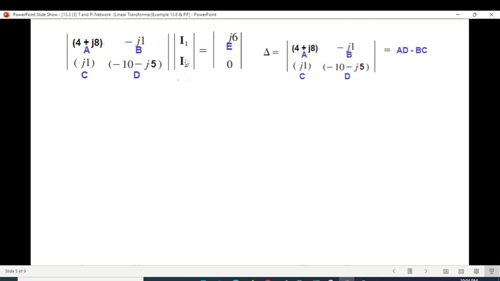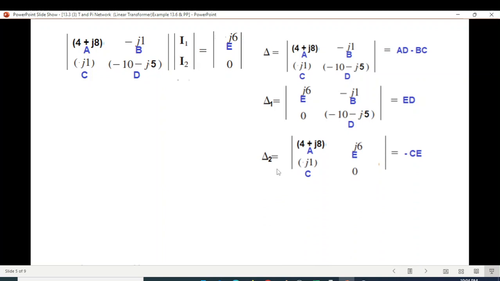Okay, so once it is assigned, we take the determinant. So this is the determinant, and the determinant can be written as AD minus BC. So we have written that. Delta 1, again, in the delta case, delta 1, we replace the first column with the output. So we replace that, and now ED and minus 0, so ED. Similarly, delta 2, we replace the second column with the output, so the second column is replaced. And now this is 0 minus CE.